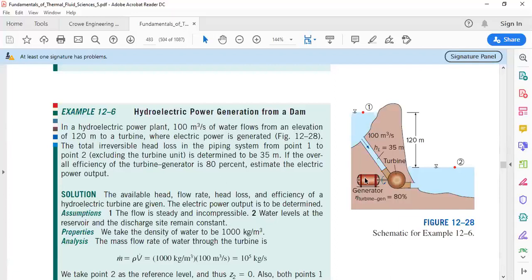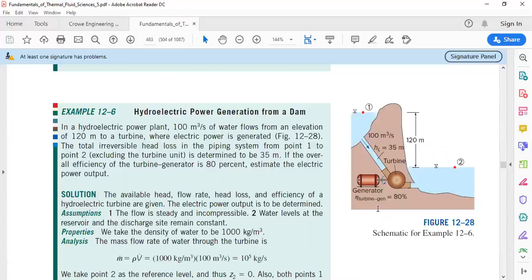The total irreversible head loss in the piping system from point 1, which represents the surface of the top reservoir, to point 2, which represents the surface of the bottom reservoir, excluding the turbine unit, is determined to be 35 meters. So that represents the losses in the piping system. If the overall efficiency of the turbine generator is 80%, and we learned what we mean by the overall turbine generator efficiency back in chapter 3, estimate the electric power output.